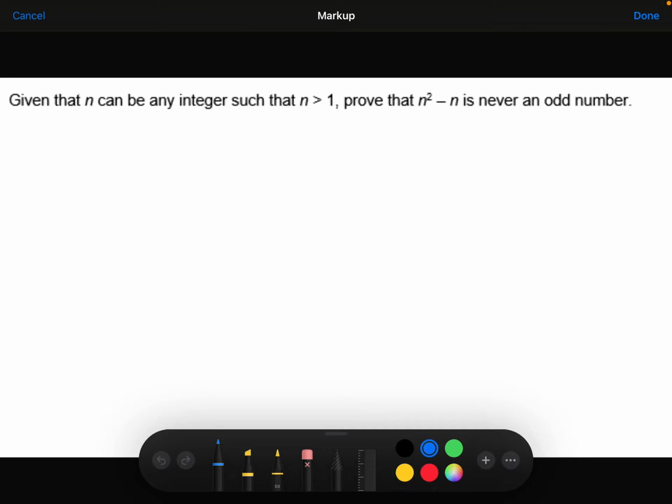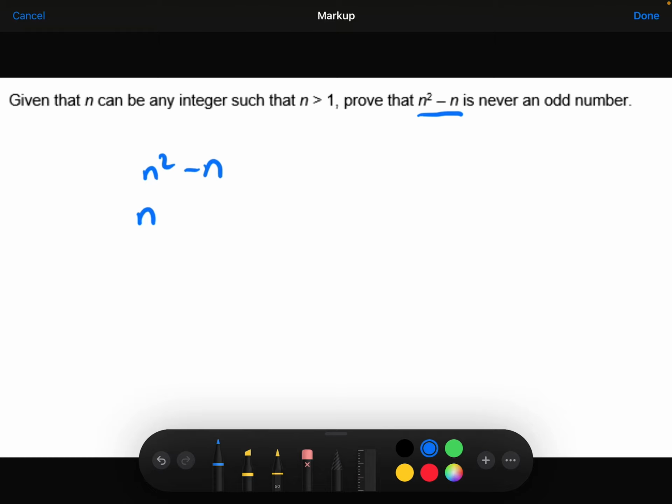Given that n can be any integer, such that n is greater than 1, prove that n squared minus n is never an odd number. So this n squared minus n, what could we do with that?